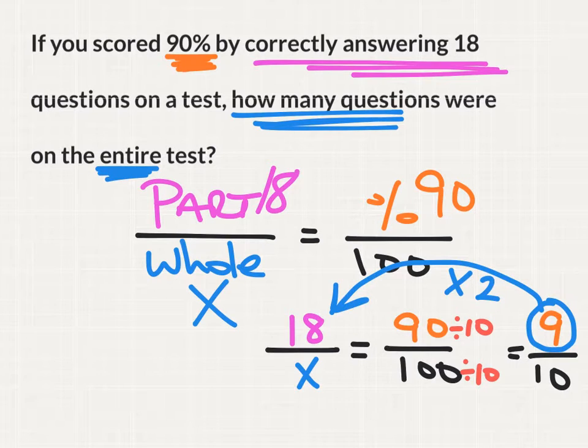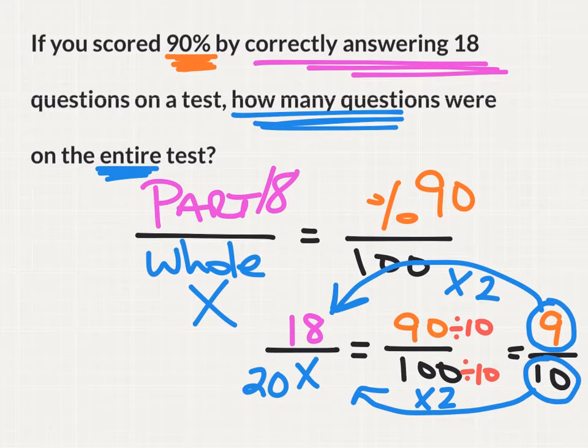Once I reduced or simplified 90 over 100 to 9 over 10, I saw a relationship between 9 and 18. I knew I could scale up by 2 to get from 9 to 18, which is in the direction of the x. And if I scale my 10, my denominator of 10, also by 2, I see that there must have been 20 questions on the entire test.